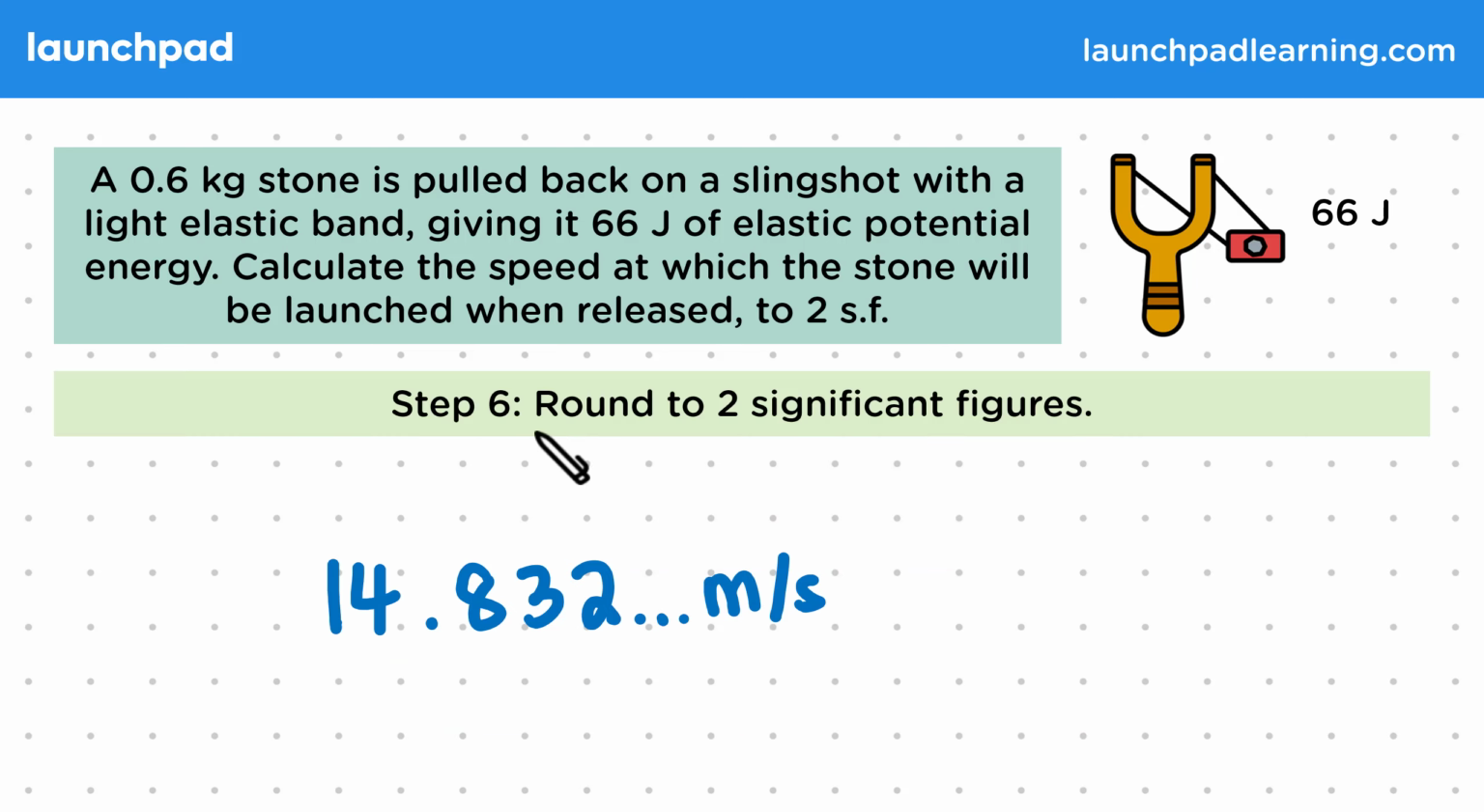For the final step, all we need to do is round to two significant figures. So the first significant figure is 1 and the second significant figure is 4. The next value is 8, so we can see that we need to round the second significant figure, and that gives us 15 meters per second.